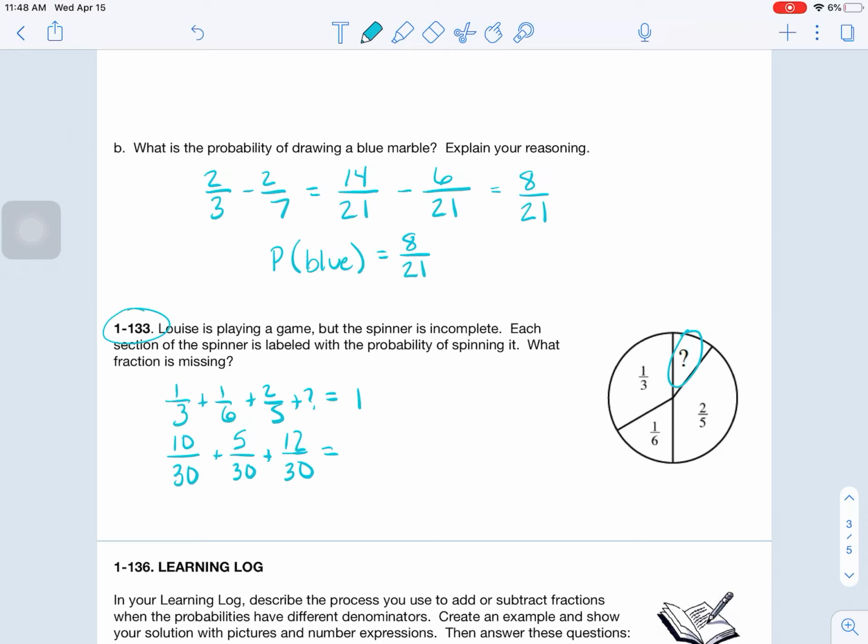So 10 plus 5 gives me 15. 15 plus 12, so let's see, 15 plus 10 is going to give me 25, 26, 27/30 is already accounted for. So 30/30 minus 27/30 is going to give me a leftover of 3/30, or in other words, 1/10. So this little section right here is going to be worth 1/10. Now if I add all those up together, they'll give me 1 whole. So I know I've got all the probabilities and the whole spinner covered.